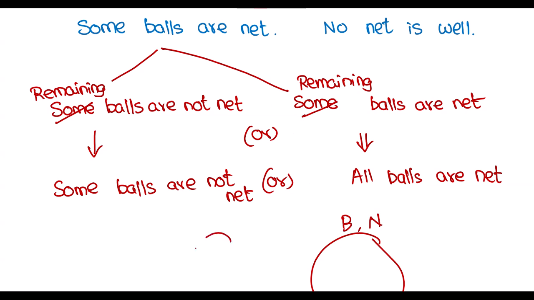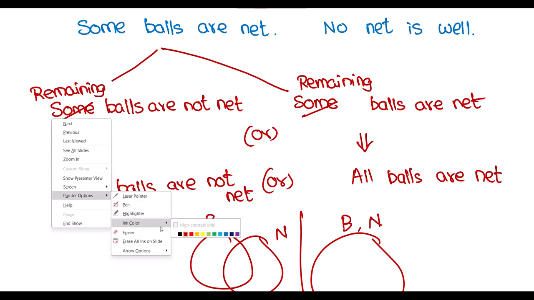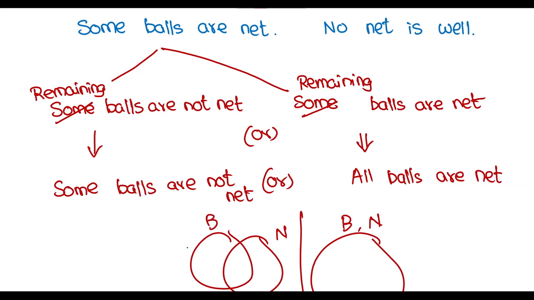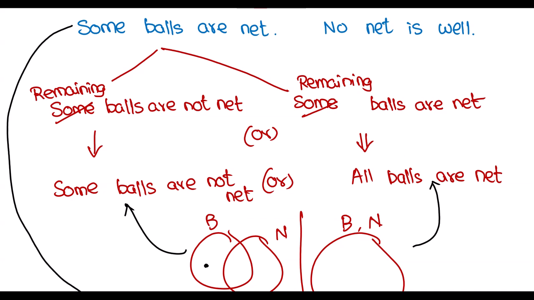If you go for this one, this is C. I think you can understand: some balls are net, for this one area. So the remaining balls are not in net. Now this is one more issue. For the same statement, I can give it like this also.